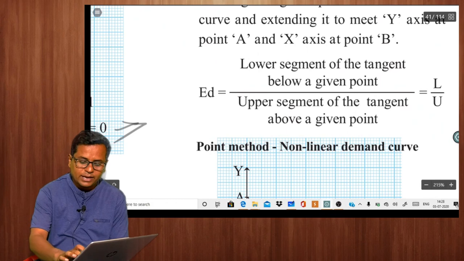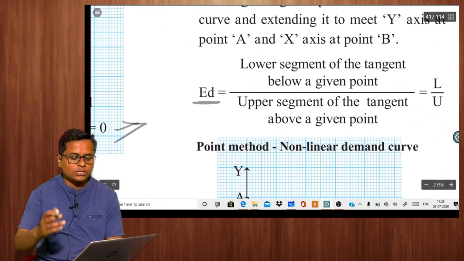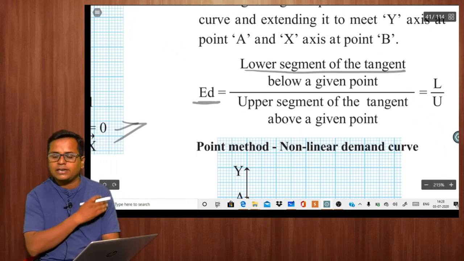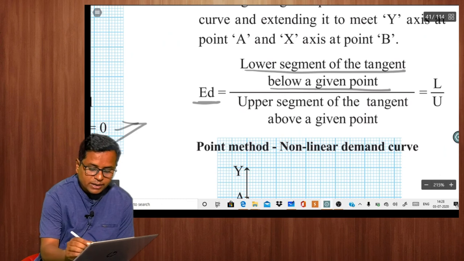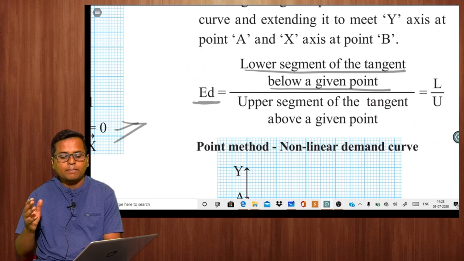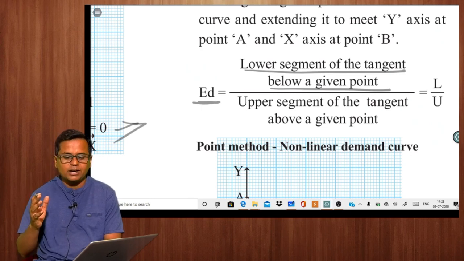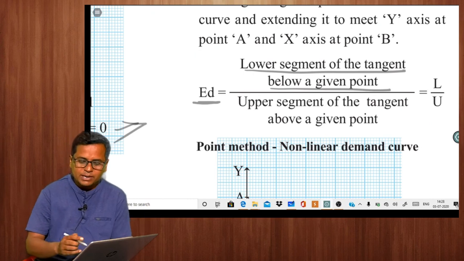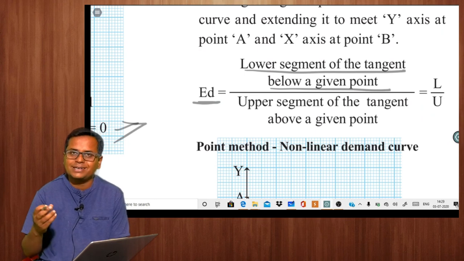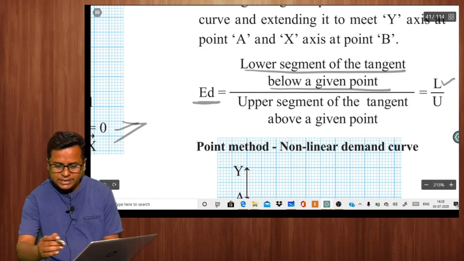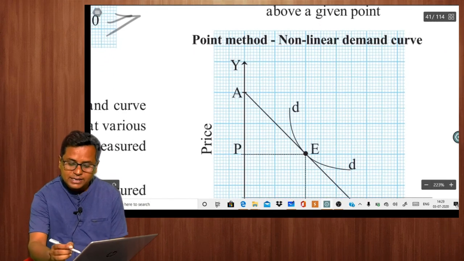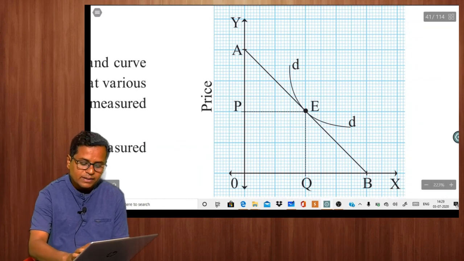It is the same formula, only there we said demand curve, here we say tangent. What is the formula? Elasticity of demand at a given point in case of non-linear demand curve is the lower segment of the tangent below a given point, that is L, and upper segment of the tangent above a given point, that is U, L divided by U.